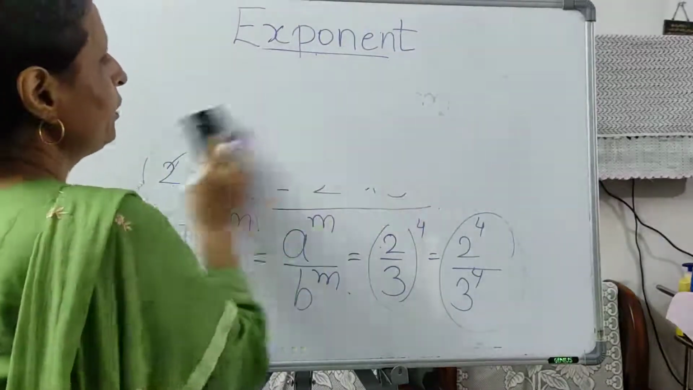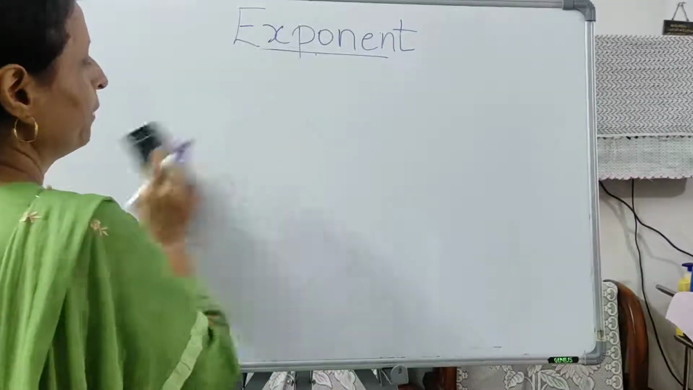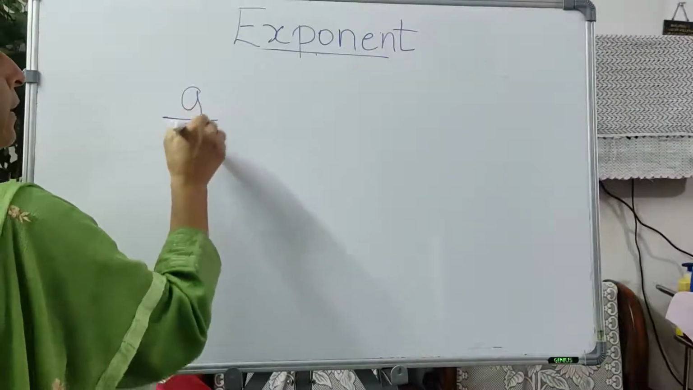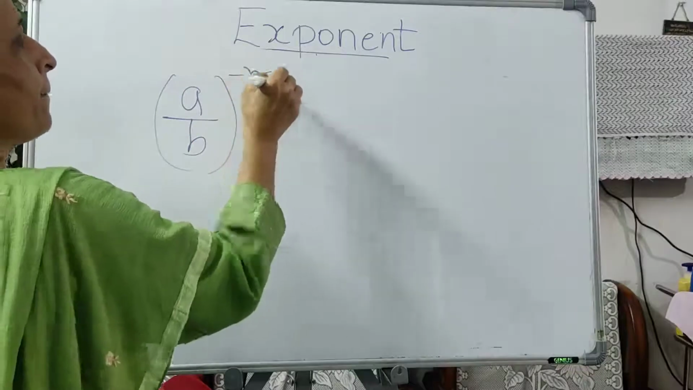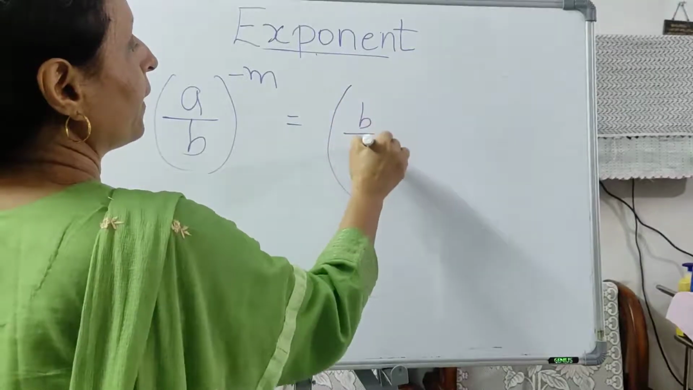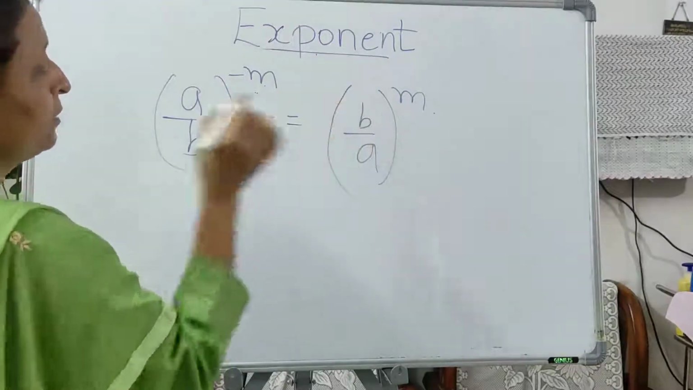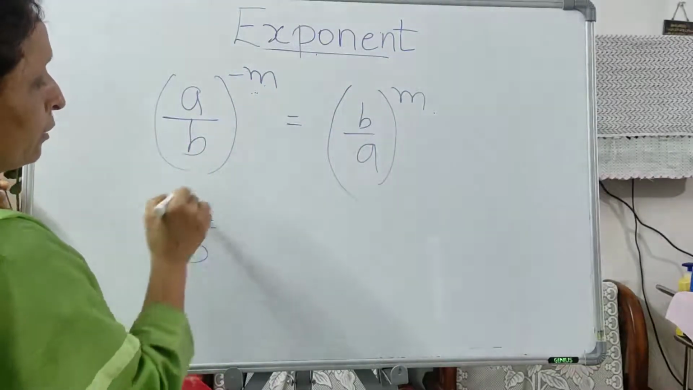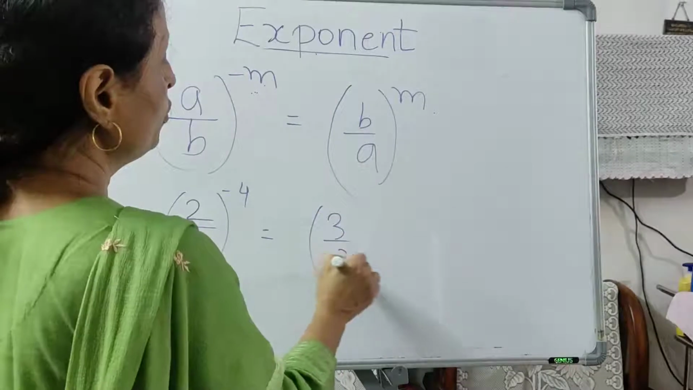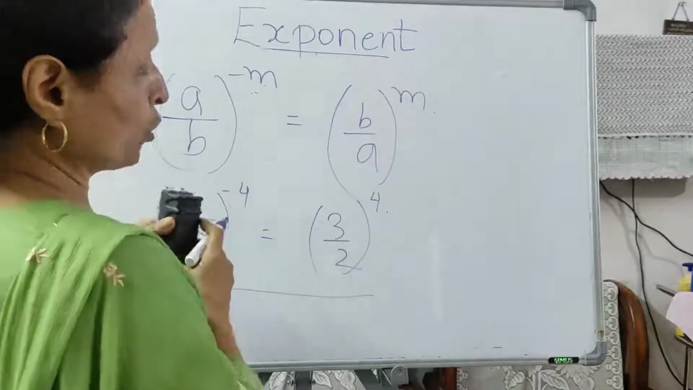Now, supposing the exponent is negative, say a by b raised to minus m. You can write it as b by a raised to m. This negative exponent changes the fraction. For example, 2 by 3 raised to minus 4, you can write as 3 by 2 raised to 4. So this is how it can be solved.